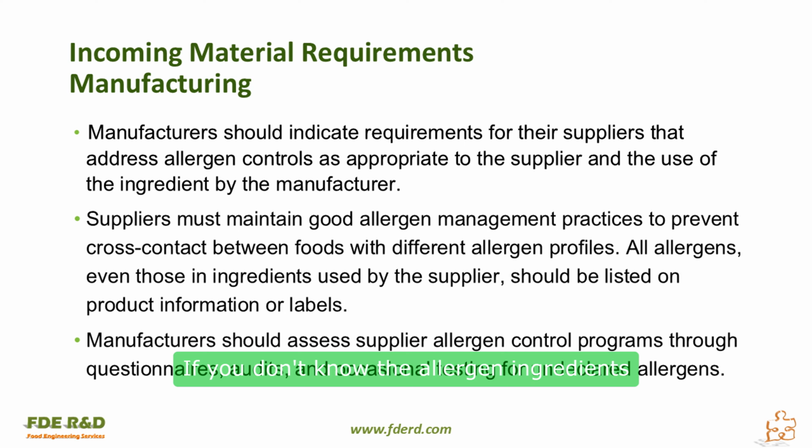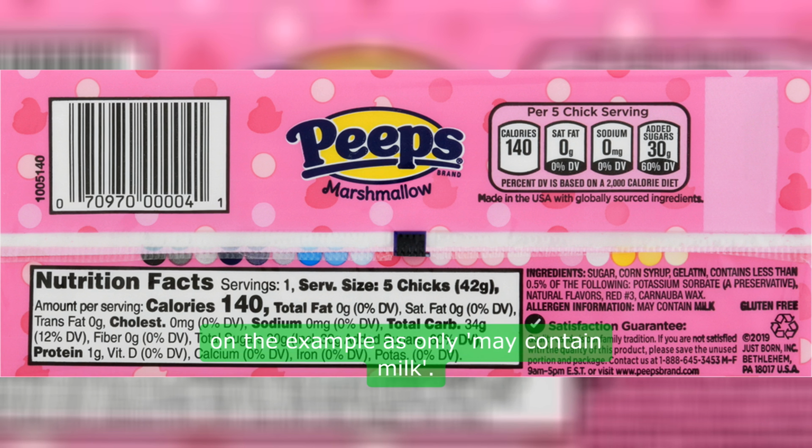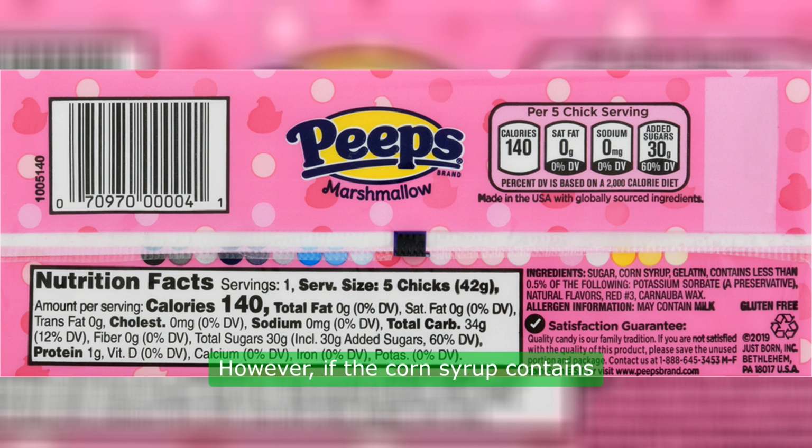If you don't know the allergen ingredients in your incoming materials, your label declaration may not comply with allergen labeling regulations, potentially putting consumers at risk. You can see the allergen declaration on the example as only may contain milk. However, if the corn syrup contains sulfites, and this is not declared in the allergen information part of the labels, it may become a legal issue in some countries where the product is delivered.